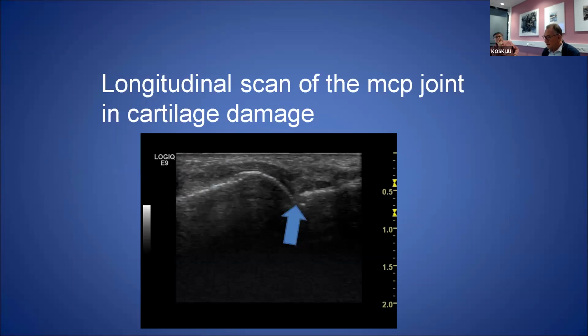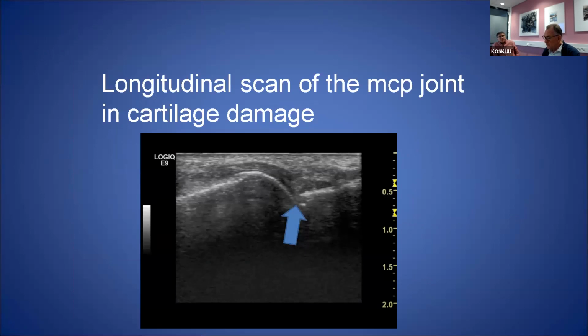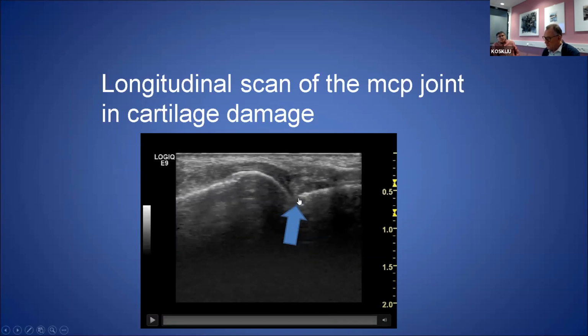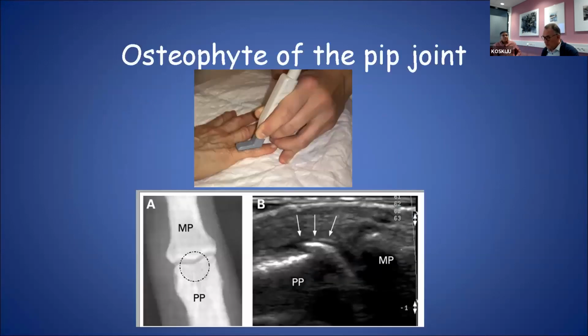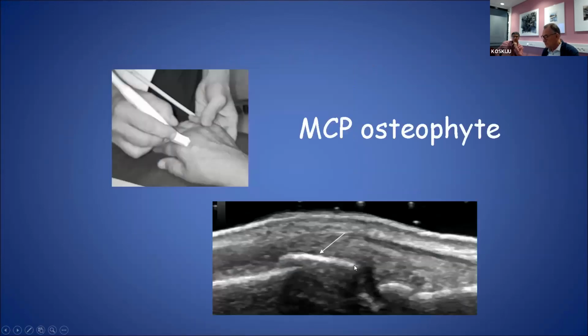In this longitudinal scan of the MCP joint, you see that the bones are together. There is no cartilage at all when I'm moving the hand. There should normally be a clear anechoic zone here, but with ultrasound you can also say that this is totally wrong. There is no cartilage. Of course, we take X-rays, but in case you don't have an X-ray available, osteophytes. It's very nice to depict osteophytes dorsally, laterally, medially, even on the volar side. Osteophyte of the PIP joint, MCP joint osteophytes.